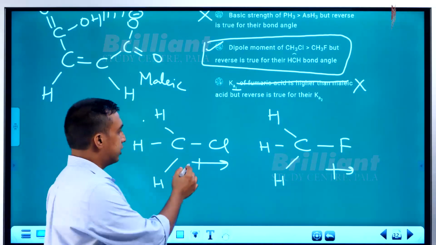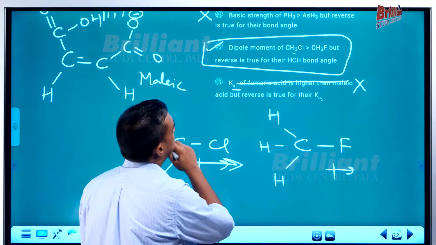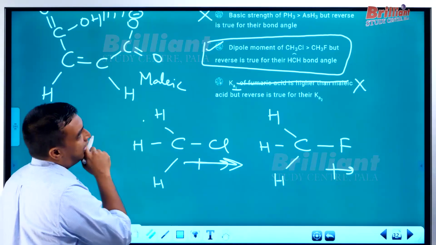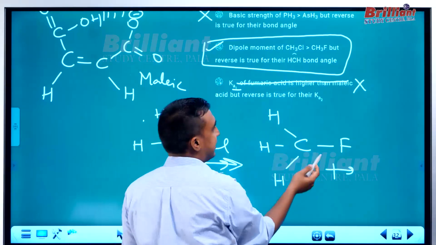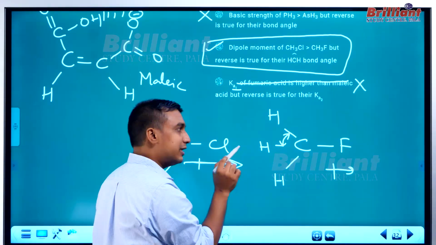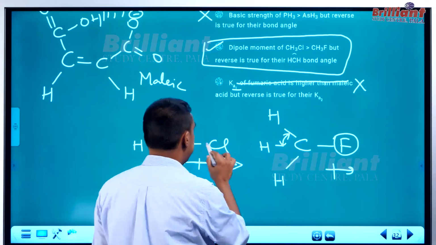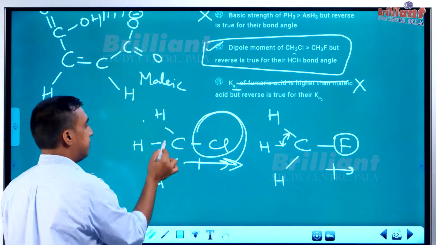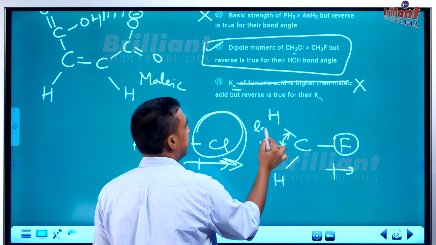ഇങ്ങോട്ടാണ് dipole moment കൂടുതൽ. Now and the reverse is true for their HCH bond angle. Now when you come to HCH bond angle, ഇവർ പറഞ്ഞേക്കുന്നത് for the HCH bond angle ഇതിനായിരിക്കും ആംഗിൾ കൂടുതൽ. ആ പറഞ്ഞേക്കുന്ന പോയിന്റ് കറക്റ്റാ. അതിന്റെ റീസൺ, one thing is that you can say that fluorine is smaller. Another reason, while chlorine is bigger, it will repel these bonds. അപ്പോൾ എന്ത് പറ്റും? This angle will become small. This angle will become large.